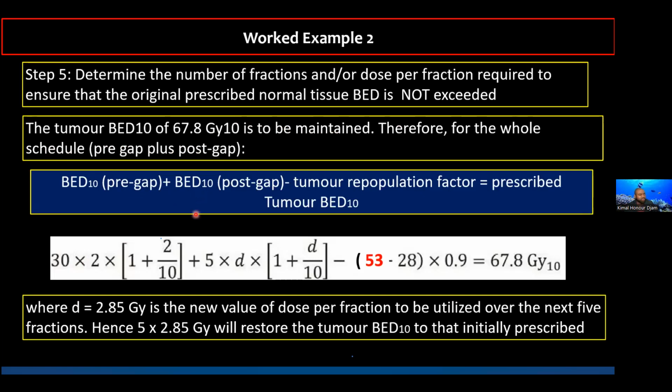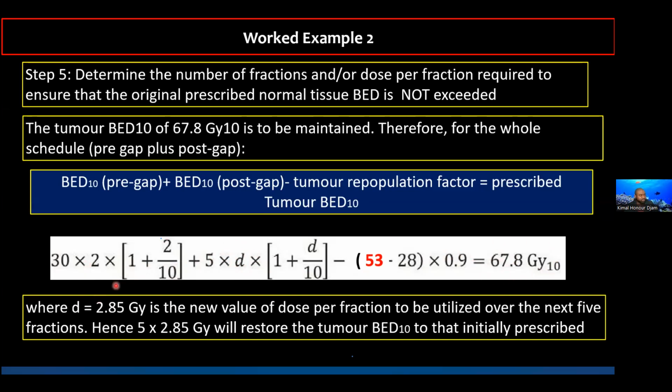And so what that means is that the pre-gap BED plus the post-gap BED minus the tumor repopulation factor will be equal to the prescribed tumor BED, because that is our goal. And we calculated that in our previous slide to be equal to 67.8 gray. If we substitute our values, the only unknown here is D, which is the new fraction dose that we need to calculate to preserve the original BED.